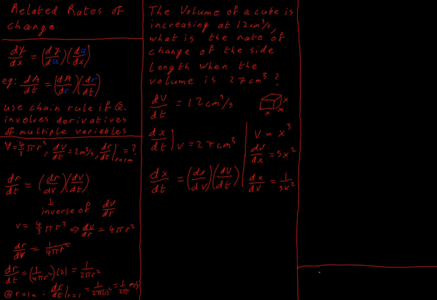If I had picked dV/dt as the thing I was going to break up, I'd end up with dv/dx times dx/dt. And I wouldn't have had to invert anything. I can find my dx/dt, which is what I'm looking for, and dv/dx is something I can easily find. It's just my 3x squared, and my dv/dt is 12.